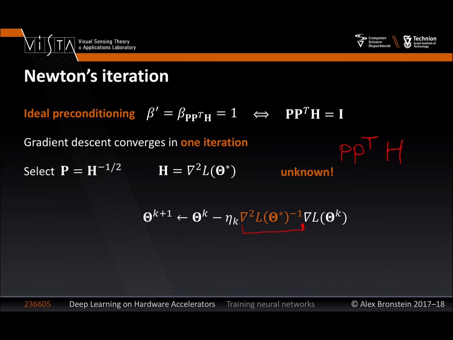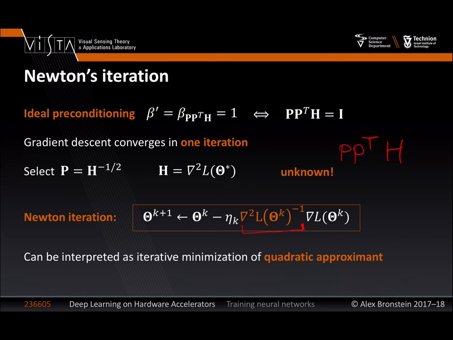So the next best thing we can do is evaluate the Hessian at the current iterate. Instead of writing it at theta star, we'll write it at theta k. And this is called the Newton iteration. There are many reasons why it's called the Newton iteration. You can think of it this way.